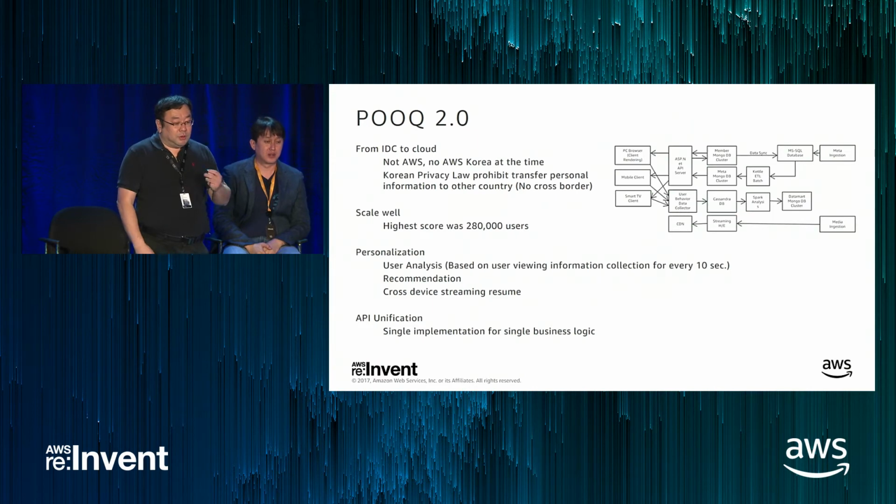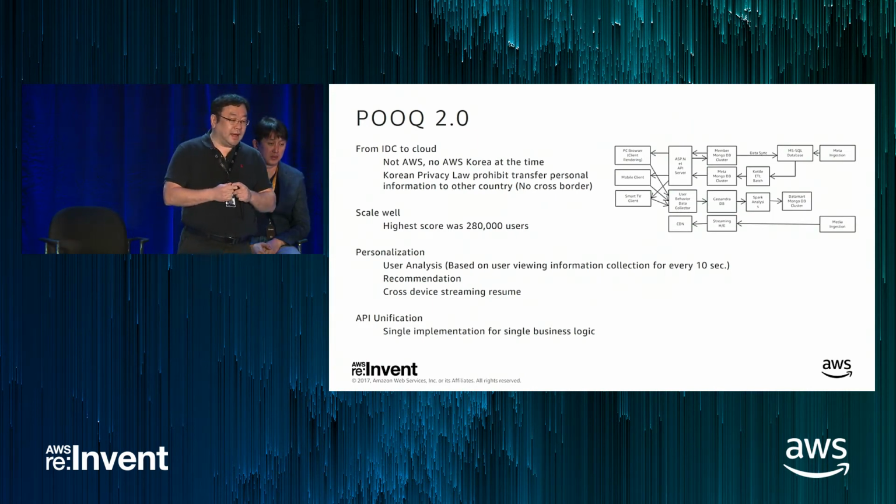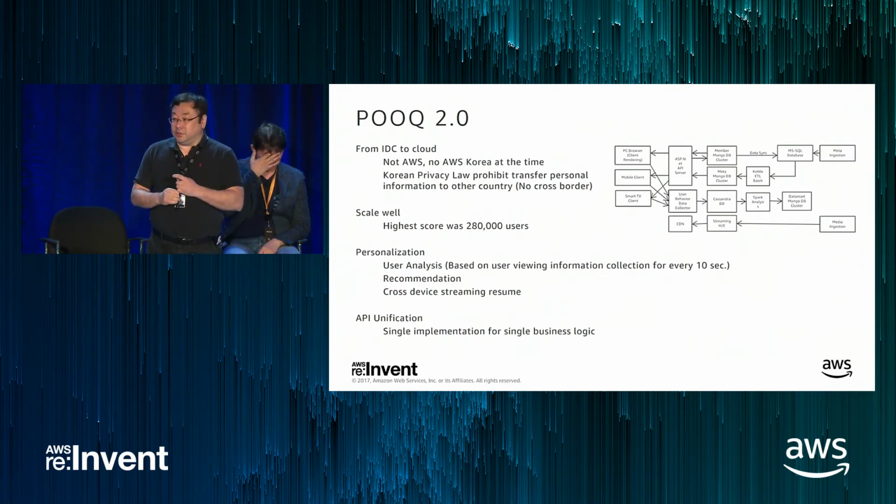Let me give you a little bit of detail of POOQ 2.0. This was the first attempt from IDC to go to the cloud. So this is a cloud system. In late 2014 and early 2015, we moved to the cloud. It was not AWS, because at the time there was no AWS Korean region. The closest region was Tokyo.